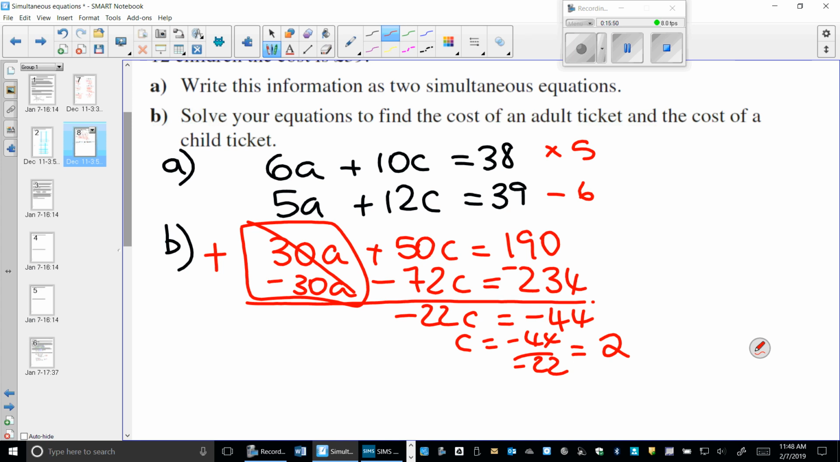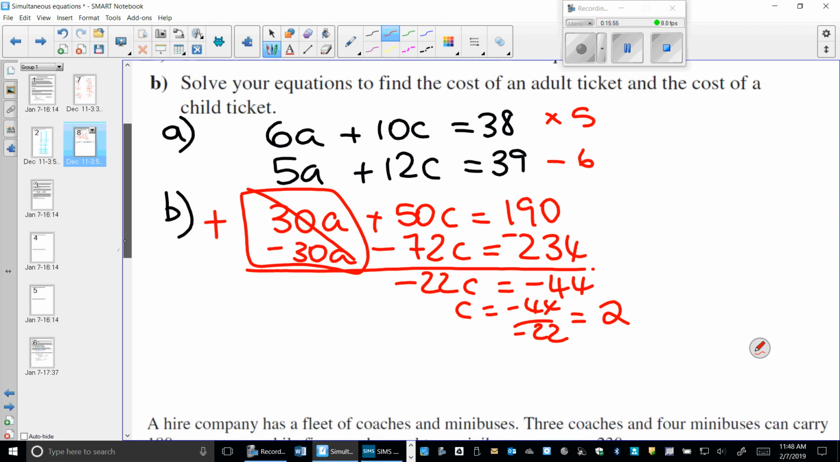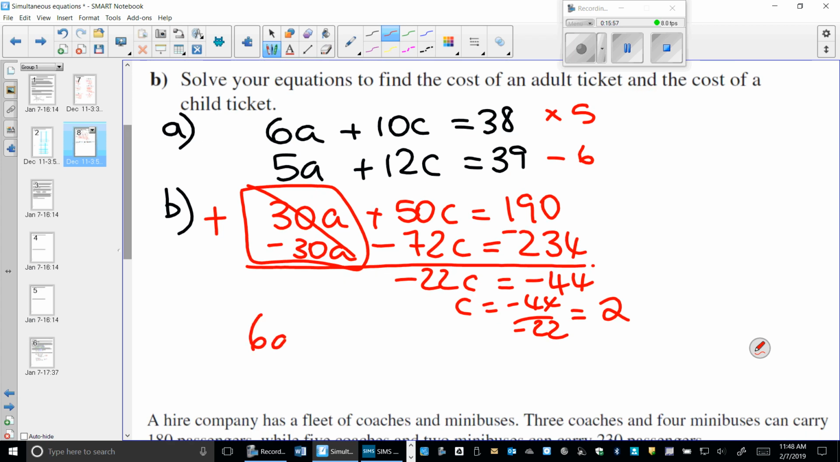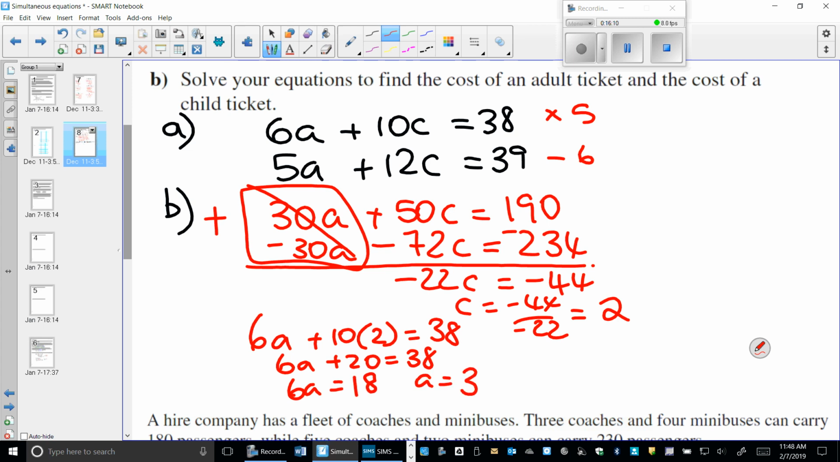So there's your child ticket. Let's find our adult. Doesn't matter which one you stick it into. First one? Okay. So 6A plus 10 lots of 2 equals 38. 6A plus 20 equals 38. 6A equals 18. A is 3.